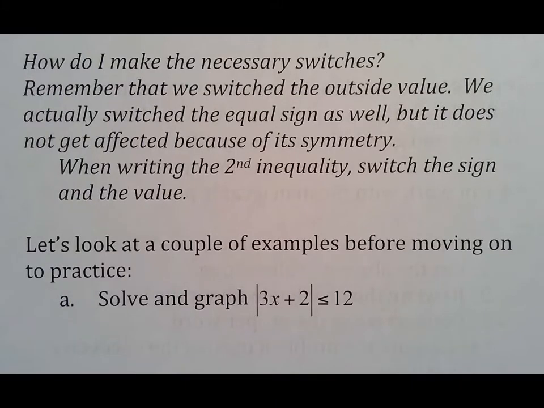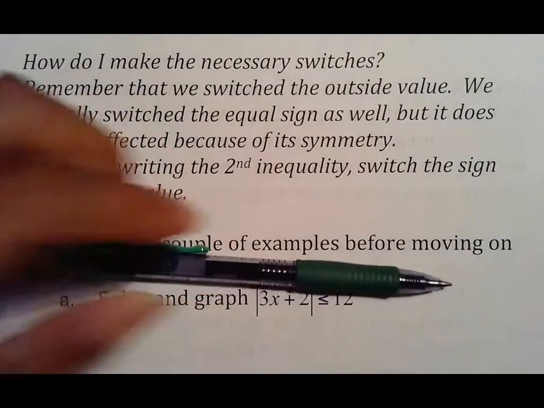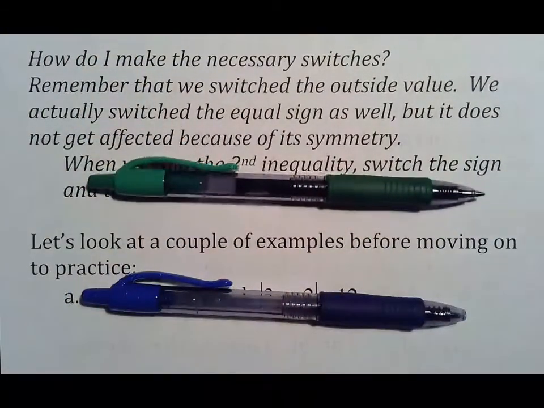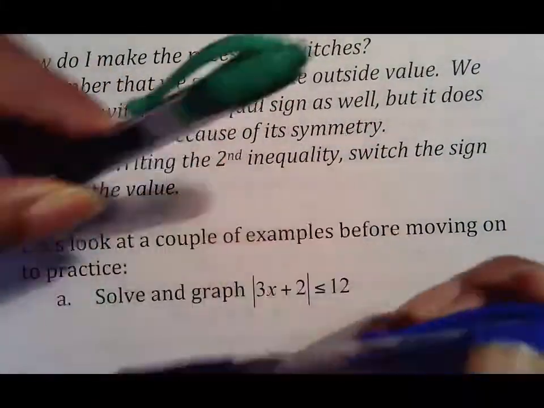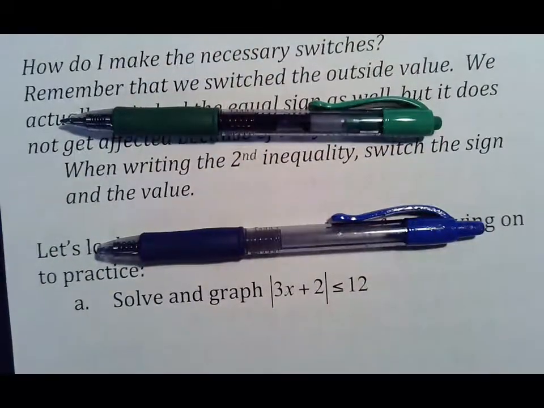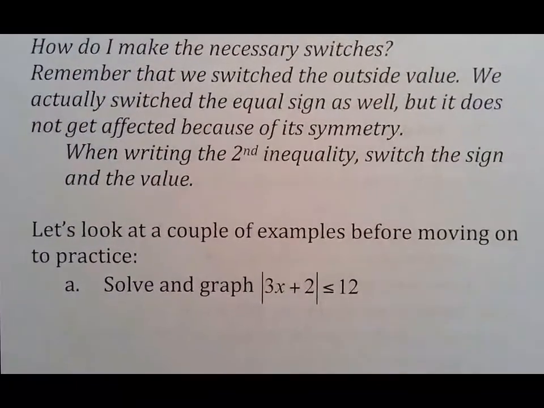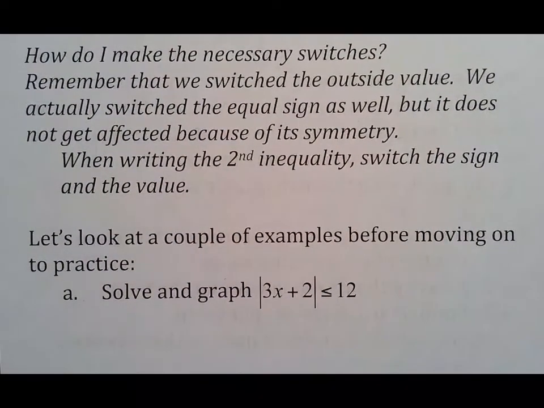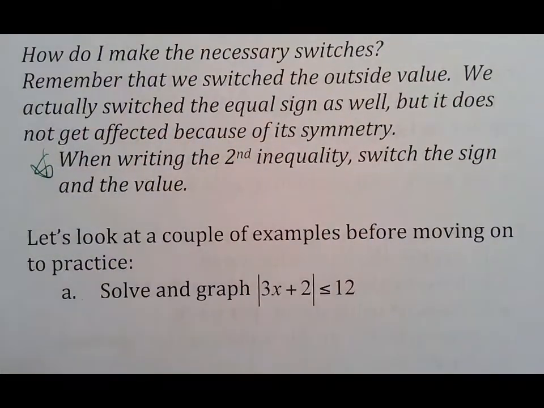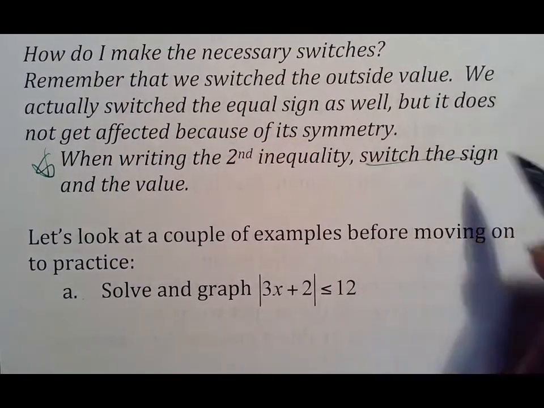How do you make the necessary switches? Remember that we switched the outside value, we actually switched the sign as well. The key thing about what happens when you flip an equal sign over is that it looks like this. If you flip it over, it looks like this, and even though it's pointing the opposite direction, it still looks like an equal sign. It is not like an inequality symbol to where it points the opposite direction, because the equal sign is neutral, and so when you flip something around that is neutral, it does not change directions. So make sure when you're writing the second inequality, when it says make your necessary switches, that you switch the sign as well.